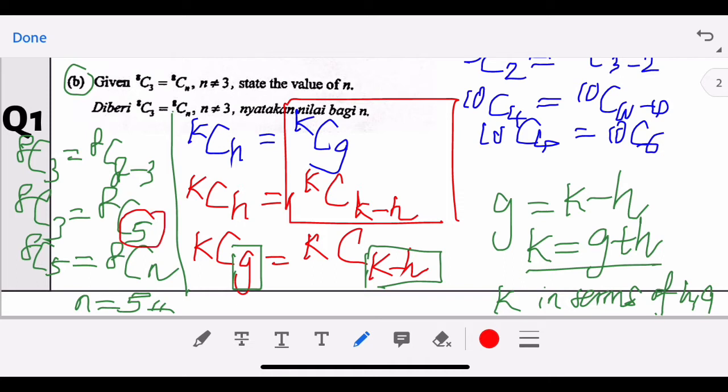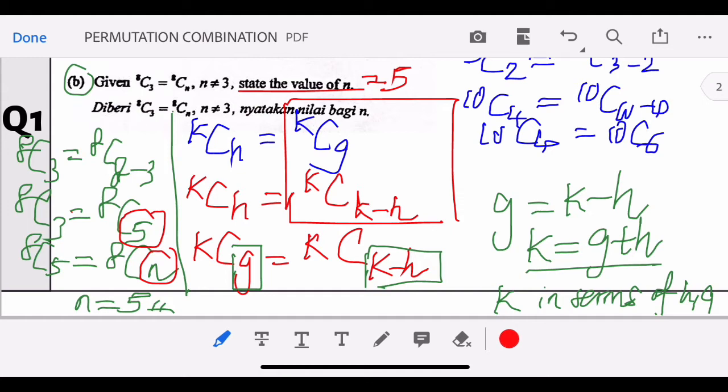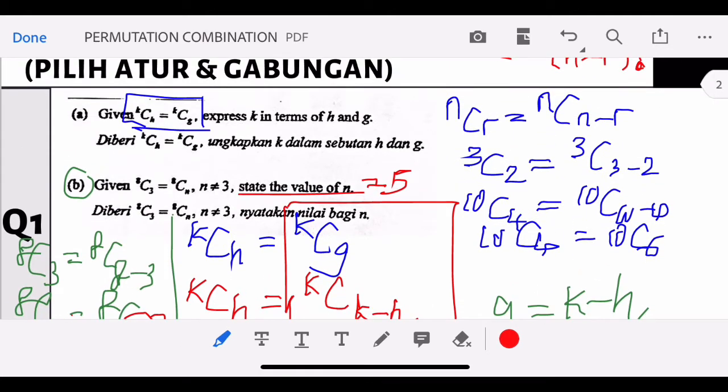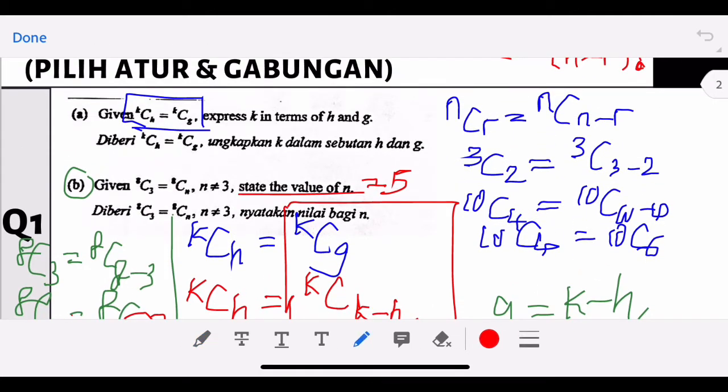I hope you can understand. I hope you can memorize the concept NCR equal to NC(N minus R). Okay, so this is the concept that I would like to discuss with you for the first question for the permutation and the combination.